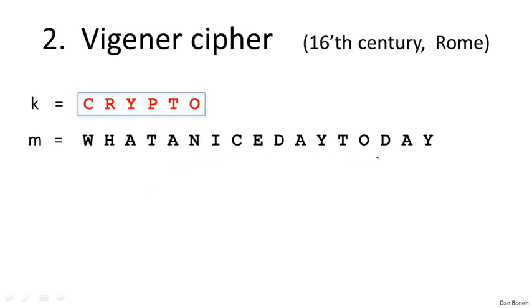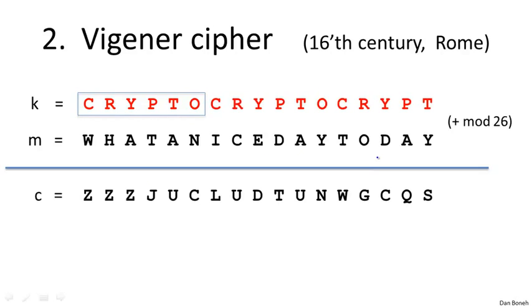And then you replicate the key as many times as needed to cover the message. And then the way you encrypt is basically you add the key letters to the message letters modulo 26. So just to give you an example here, if you add Y and A, you get Z. If you add T and A, you get U. And you do this for all the letters.